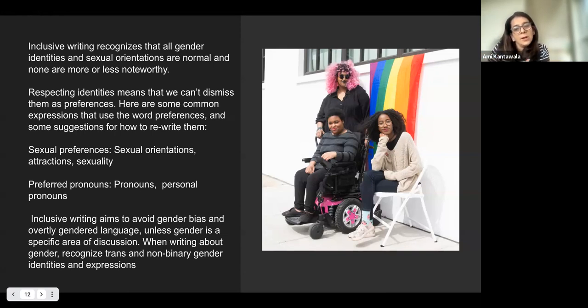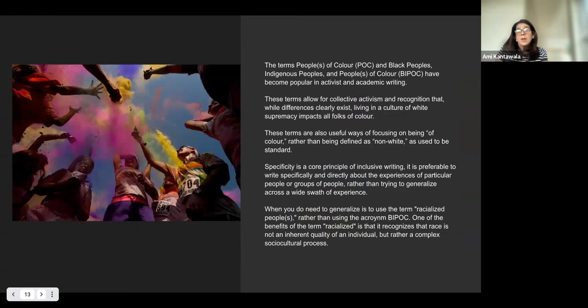And the goal of inclusive writing is to also make sure that we avoid gender bias and gendered language, unless gender is a specific area of discussion, and to recognize trans and non-binary gender identities and expressions through your writing, if that's what your writing is about.